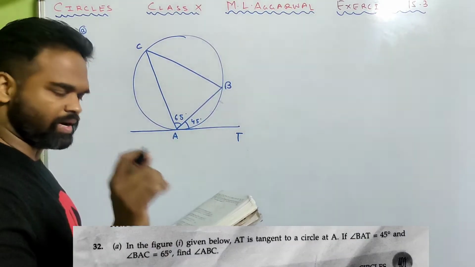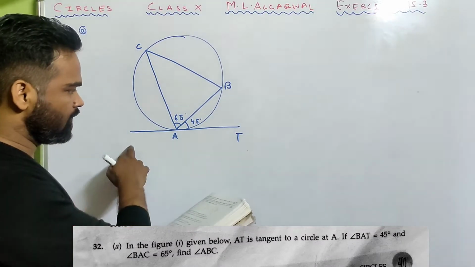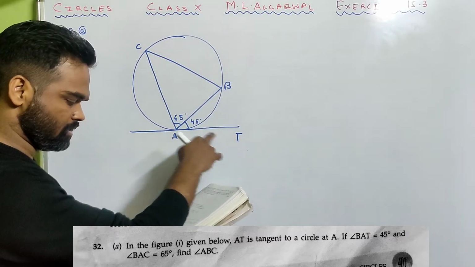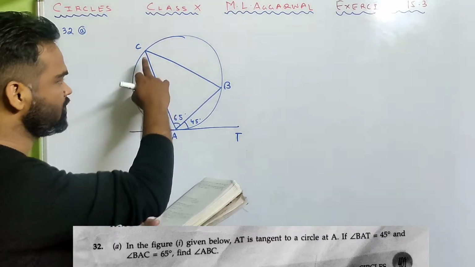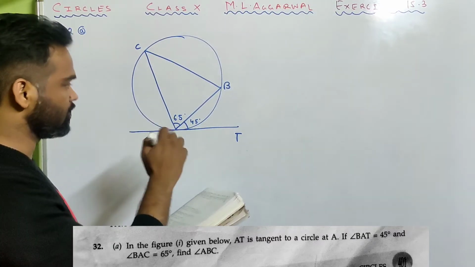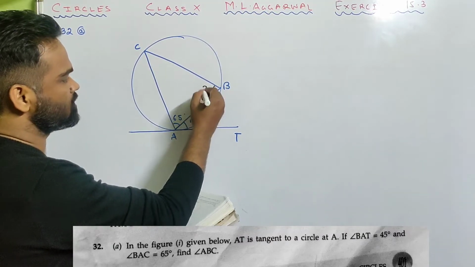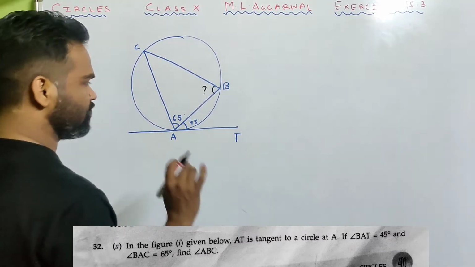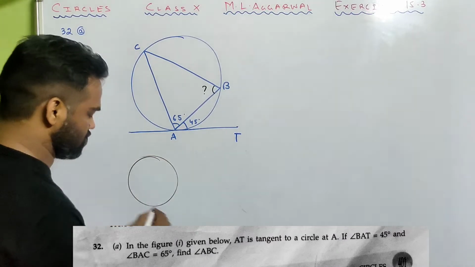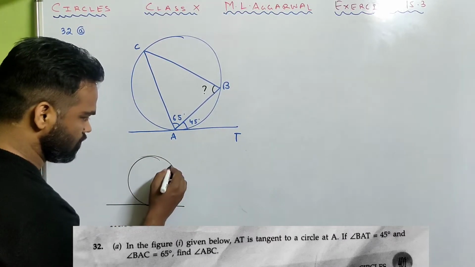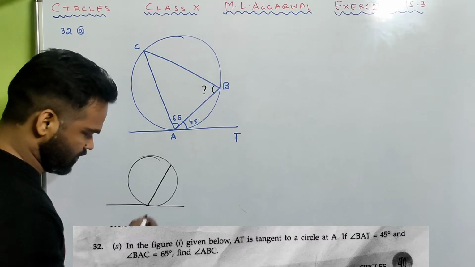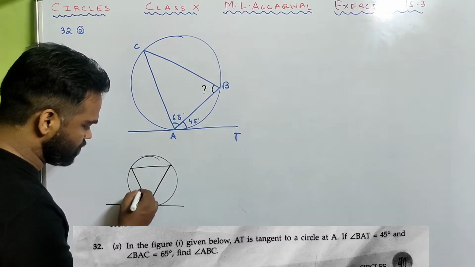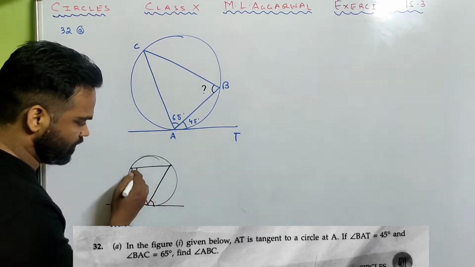Now look at this sum, 32 part A. In the figure given, AT is a tangent to the circle at A. Angle BAT is 45 degree and angle BAC is 65 degree. Find angle ABC, this angle. I think in 2-3 steps this sum will be done. First of all, see, we have done that if this is a circle, this is your tangent, and if you draw a chord like this, then the angle formed between the tangent and the chord and the angle formed in the alternate segment will be equal.